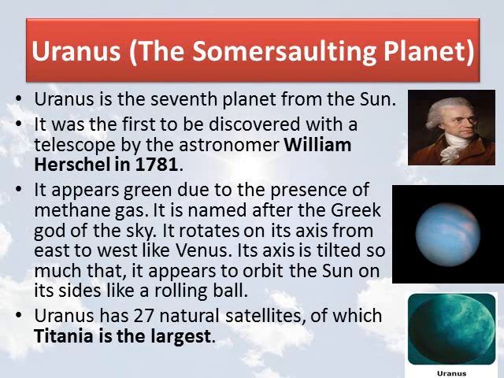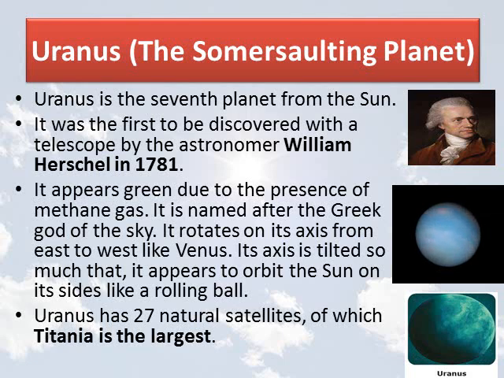Now let us go and learn about the somersaulting planet, the planet which goes somersault, that is Uranus. Uranus is the seventh planet from the Sun. It was the first to be discovered with a telescope by the astronomer William Herschel in 1781. Dear children, Uranus appears green due to the presence of methane gas. It is named after the Greek god of the sky.